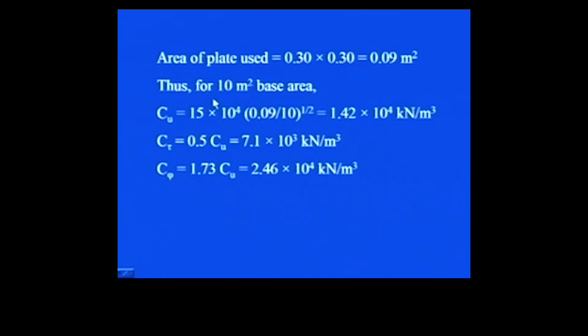Similarly, we have this expression for C phi, which is equal to 1.73 Cu, and Cu we have got as 1.42 into 10 to the power of 4 kilonewton per meter cube. Substituting this value in this expression, you will get the value of 2.46 into 10 to the power of 4 kilonewton per meter cube as C phi.